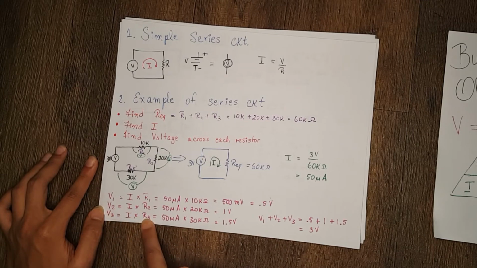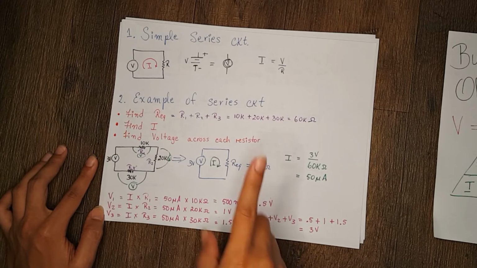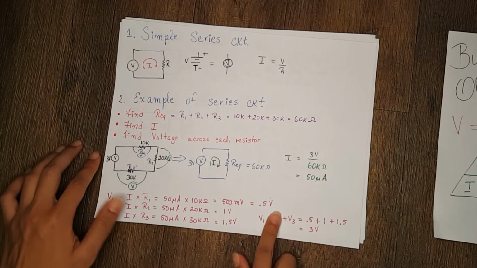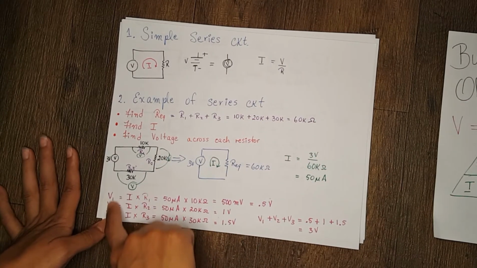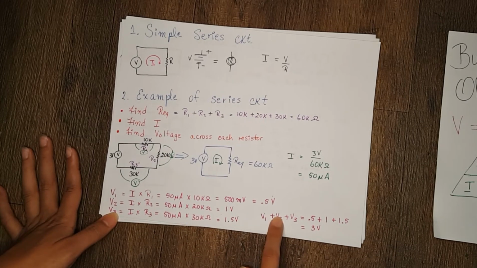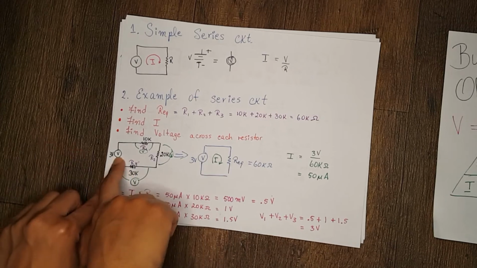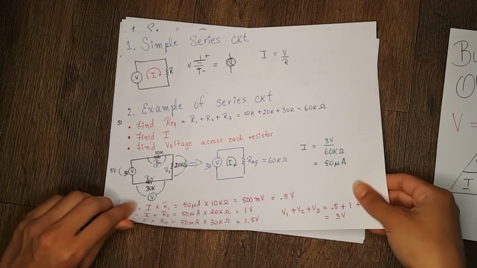And once we find the voltage across each resistor, then we can prove KVL, but it's not necessary, it wasn't asked for in this problem. But if you add up all the voltages, you'll see that you get 3 volts, which is the same as the voltage source.